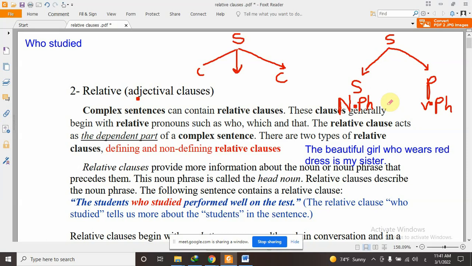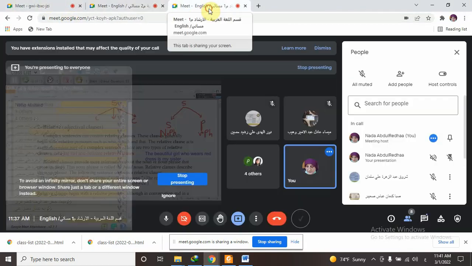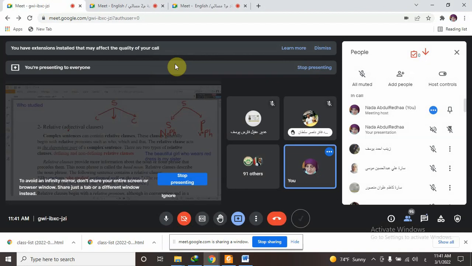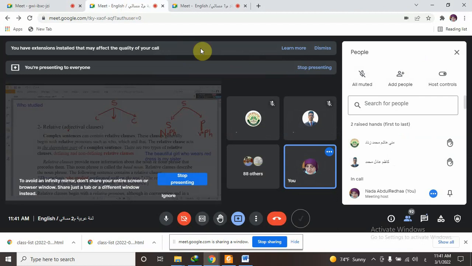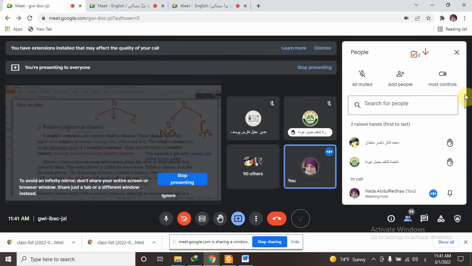In this way, where is the head? It will tell you the noun phrase is called the head noun. Where is the head noun here? The students who studied. Where is the head noun? Do you know? Where is the head noun? Yes, Muhammad Faiz. Yes, yes, it's students because we describe the students.